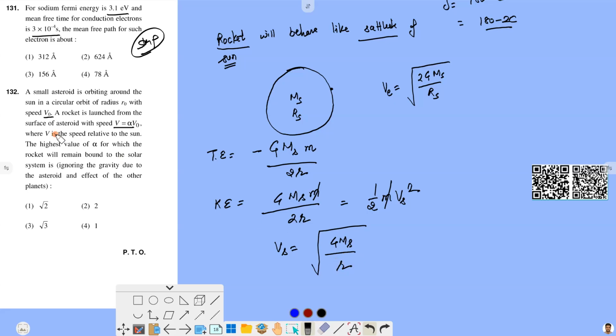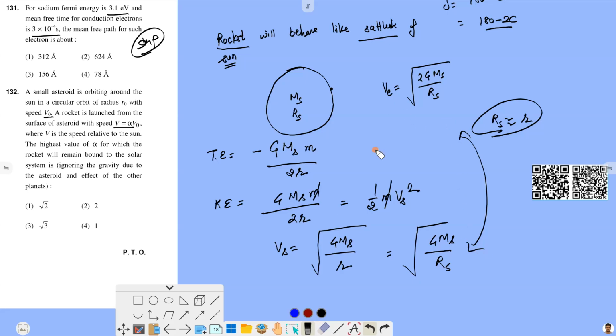Now here nothing is mentioned regarding the distance, at which distance the satellite is and at which distance the planet is. So we assume for approximation that rs is nearly comparable to small r. So this expression can be written as G ms by rs, and now if we compare both of these terms, then we can write that v escape is equal to root 2 times the velocity of the satellite.